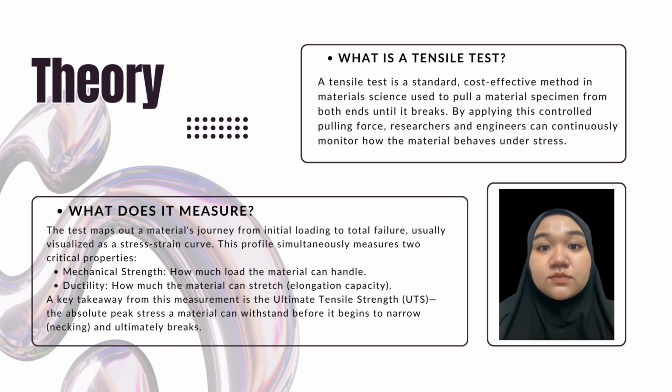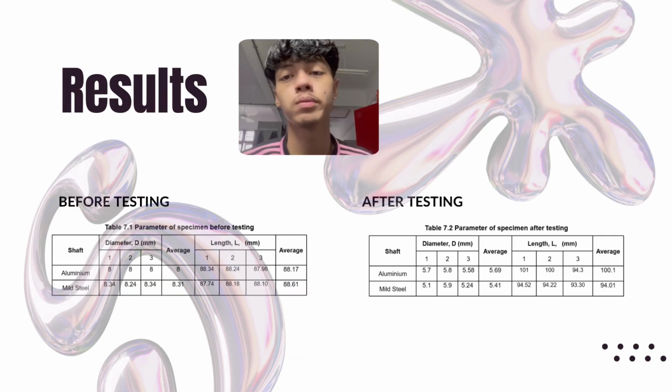This profile simultaneously measures two critical properties, which are mechanical strength and ductility. Mechanical strength is how much load the material can handle, and ductility is how much the material can stretch. A key takeaway from this measurement is the ultimate tensile strength, the absolute peak stress a material can withstand before it begins to narrow and ultimately breaks.